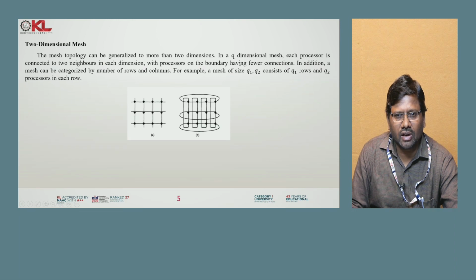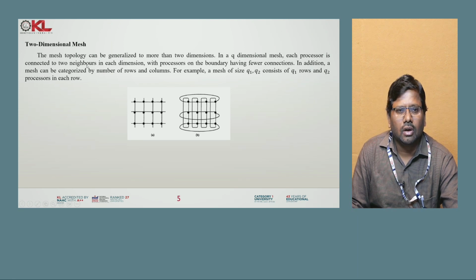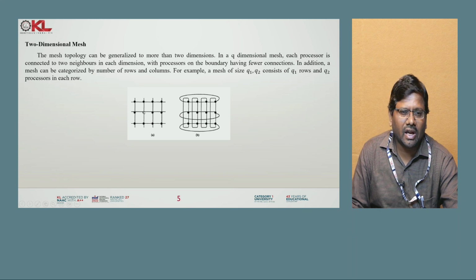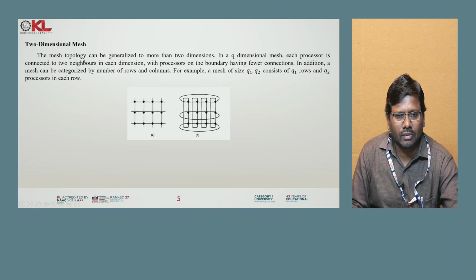Suppose here in a q dimensional mesh, we are not mentioning whether it is one dimension or two dimension. In a q dimensional mesh, each processor is connected to two neighbors in each dimension. So if we consider this one as a processor, to how many processors is it connected, or how many neighbors does it have? Two. Towards one direction we have one processor, towards another direction we have another processor. You consider any processor, it has certain neighboring processors. So this kind of representation is called a two dimensional mesh.